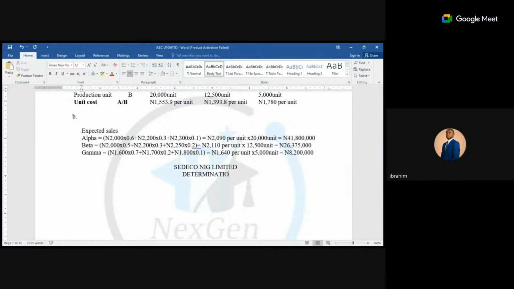Determination of profit or loss statement using, which one should we start with? Okay, activity-based costing. We can start with activity-based costing because the question says activity before absorption.